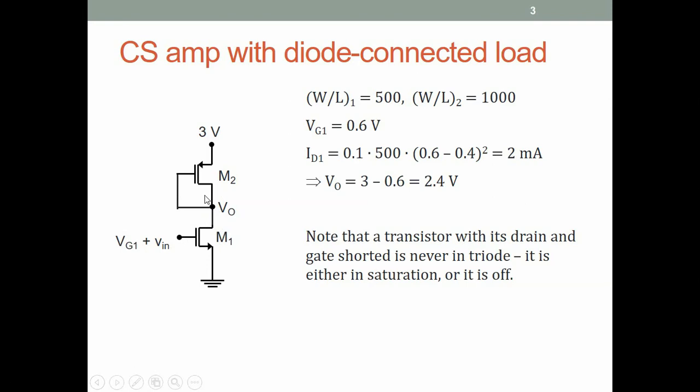So let's first do a DC analysis and then we'll talk about an AC analysis. For DC, we are given that VG1 is 0.6 volts, the DC gate voltage is 0.6 volts. The PMOS, as you can see, will bias itself. There is no external gate voltage needed for the PMOS here. So with VG1 equal to 0.6 volts, if we assume M1 in saturation, then with all our numbers we get that ID1 is 2 milliamps.